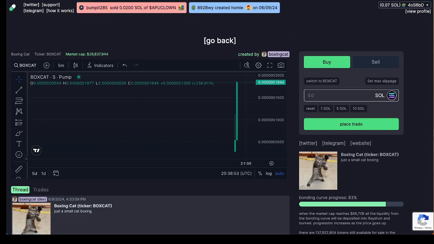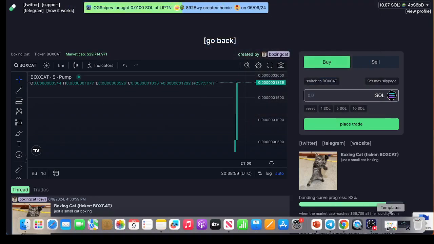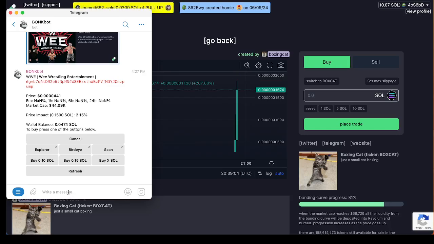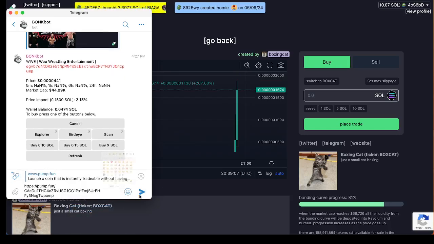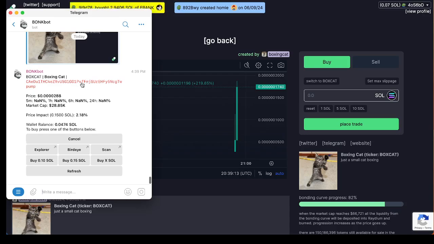The only thing you have to do is copy the URL and go to your bot. Where is mine? Right here, Telegram. Okay, and you put the URL here, and it's going to give you all the information about the token. This is the token contract. So you just have to refresh to see the price here, and every time you refresh, you will see the price is changing. So you choose the price you would like to buy at, and you click how much you want to buy.